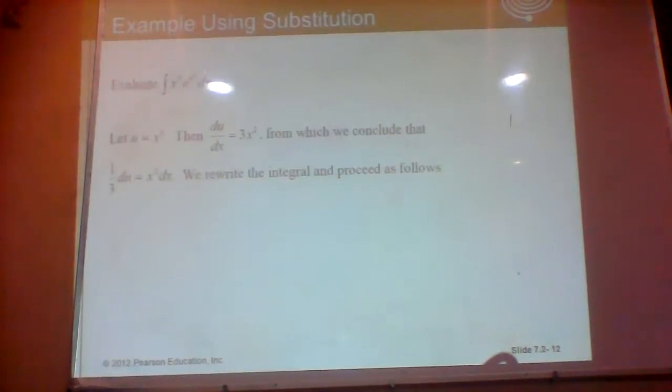And now, if you want to replace x squared dx, it becomes one third du. It becomes what? One third du.